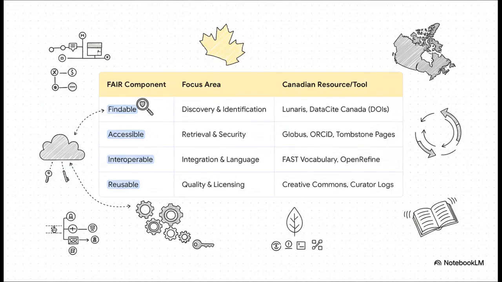To make your data findable, we have things like the Lunaris portal and DataCite Canada for getting those DOIs. For secure accessibility, there are tools like Globus for managing big data transfers. And for reusability, things like Creative Commons licenses are the gold standard. So you see, these aren't just abstract ideas. They are real, tangible services available to you right now.